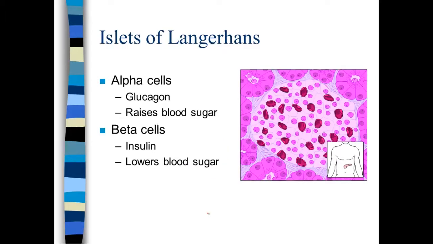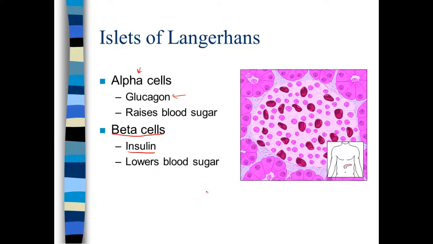All right, so now we're zooming in on the pancreas. And we're looking at the tiny little cells, and there are these areas in the pancreas that are called the islets of Langerhans. And there are two different types of cells. There are the alpha cells, and they produce glucagon, which actually raises the blood sugar. And the beta cells produce insulin, and insulin lowers the blood sugar.